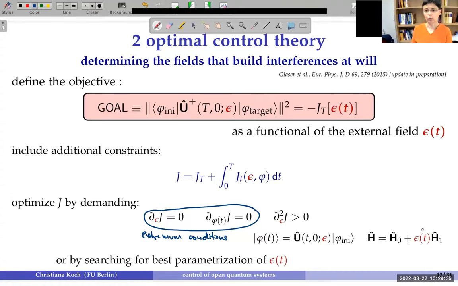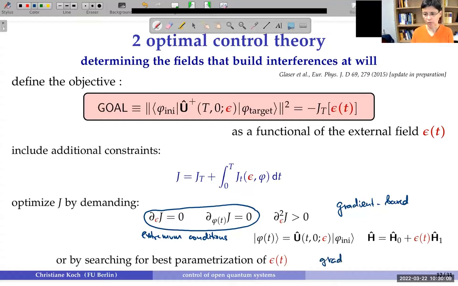So that's one way of doing the optimization, and that is called gradient-based optimization, because these derivatives correspond to the gradient of the target functional with respect to the external field. And so that's option number one.